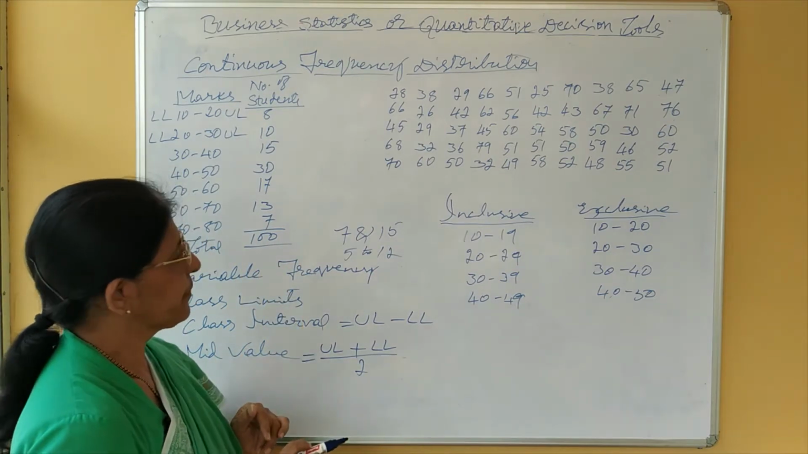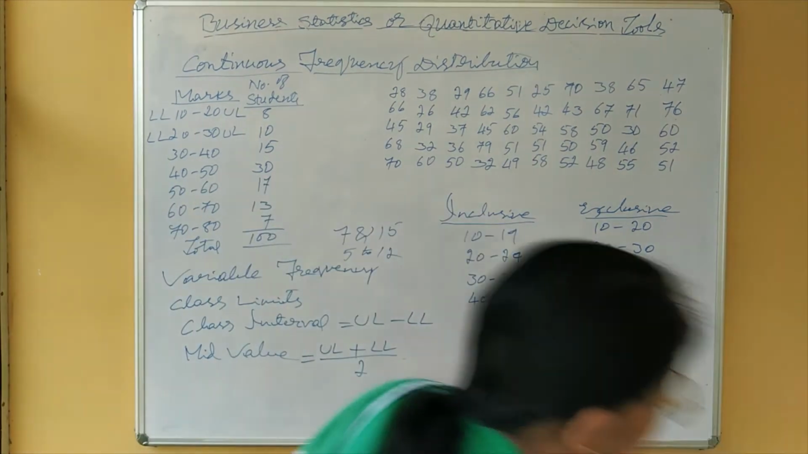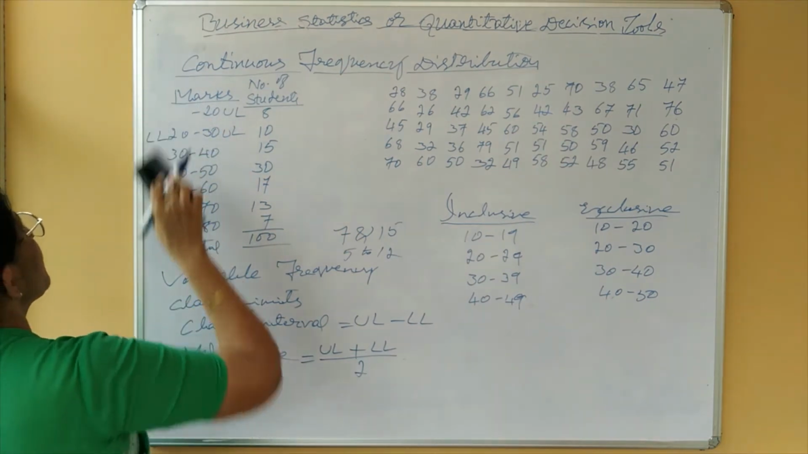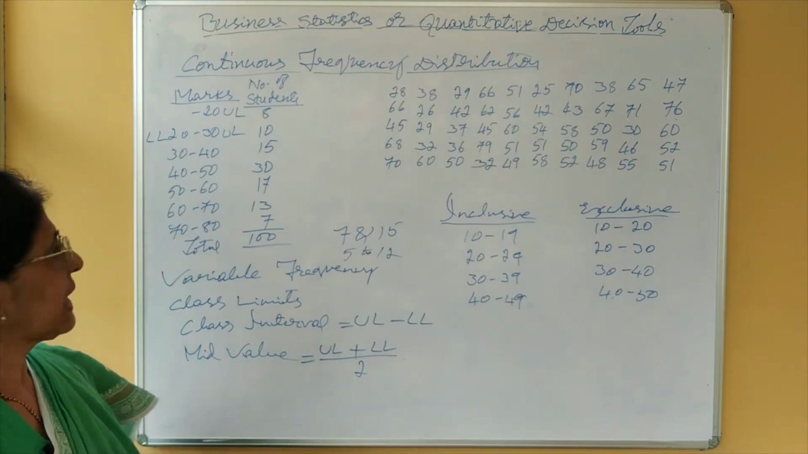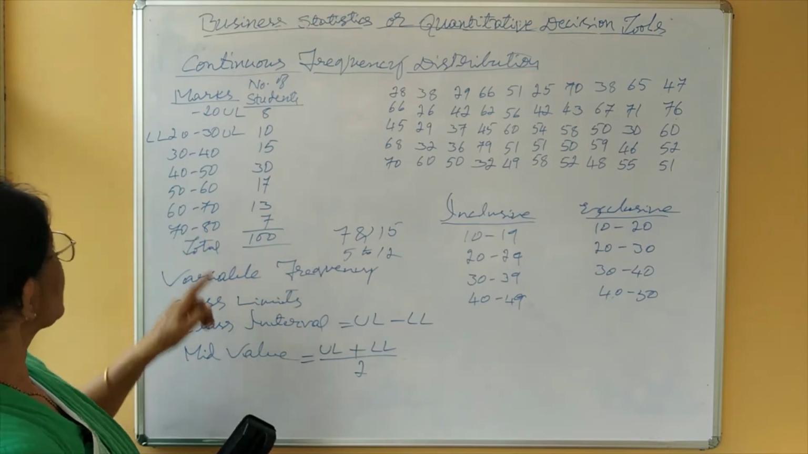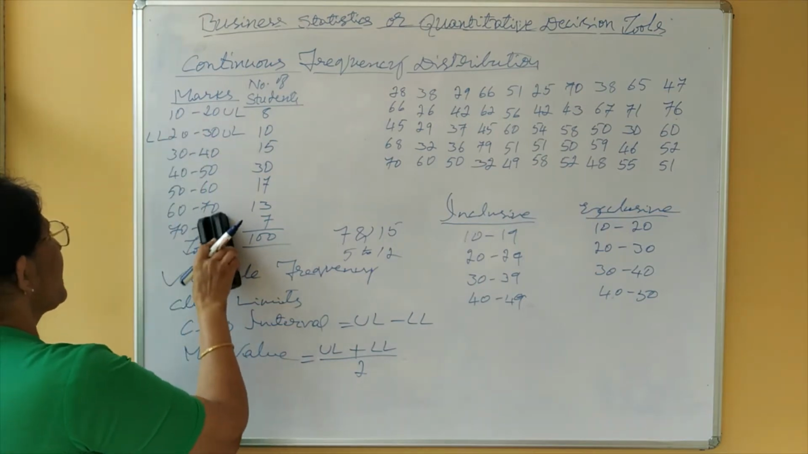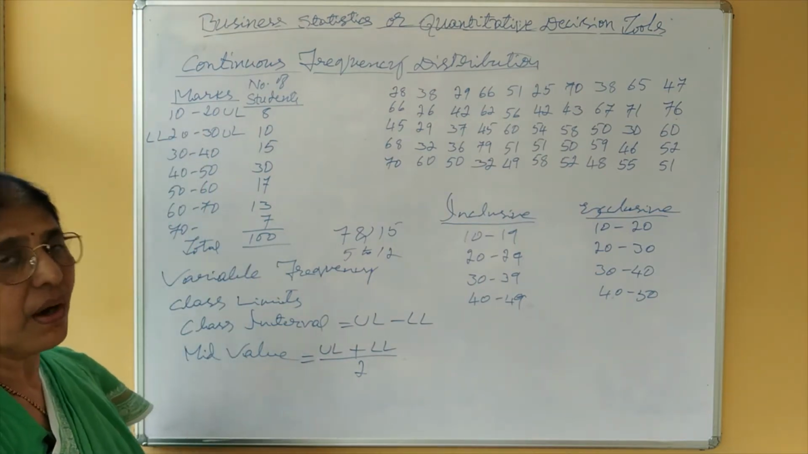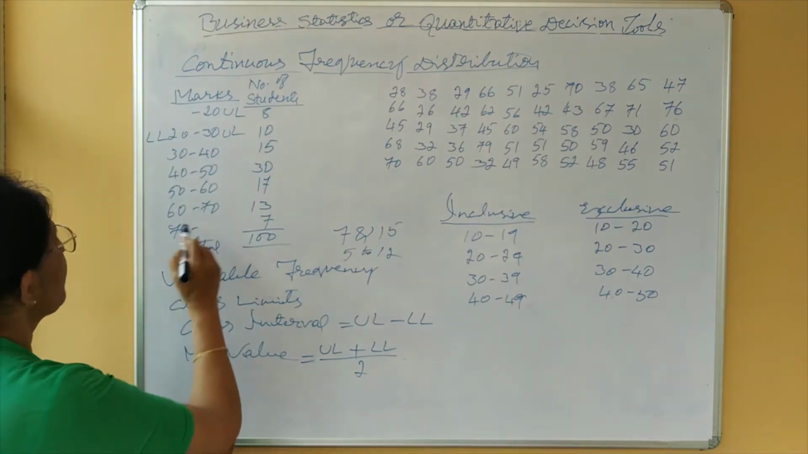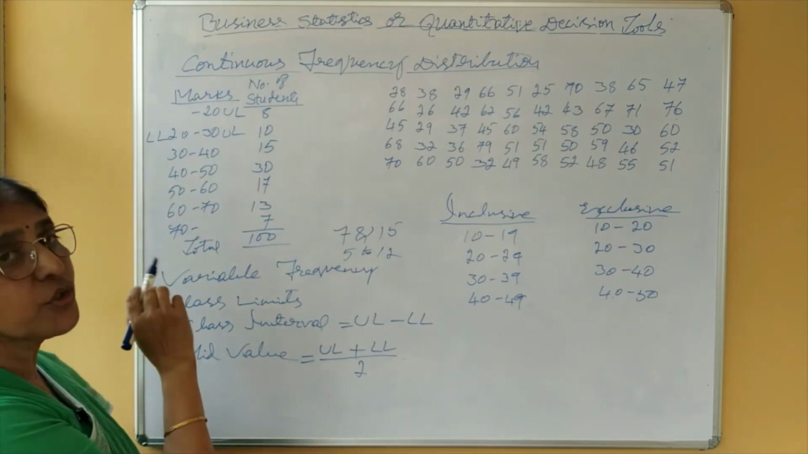And one more: open-end classes must be avoided. Open-end class means there may not be a lower limit of the first class, while the upper limit of the last class is given. Sometimes the lower limit of the first class may be given, but the upper limit of the last class is not given, or both lower limit and upper limit may not be given. That is called open-end classes. This should be avoided.